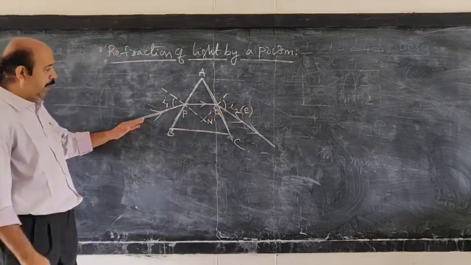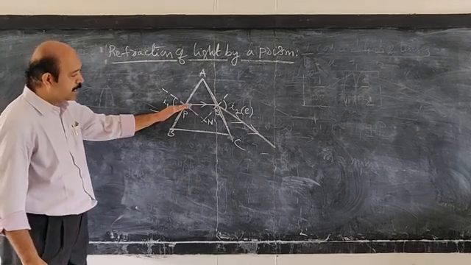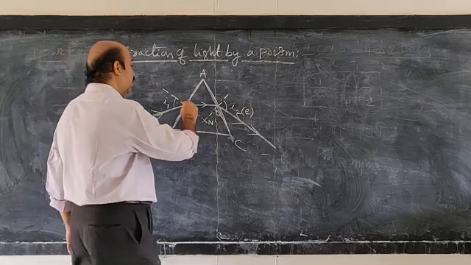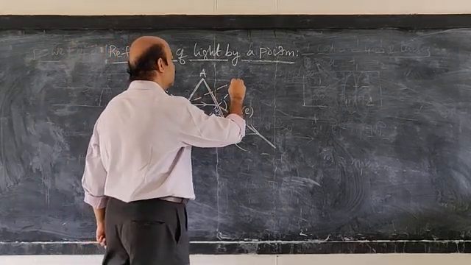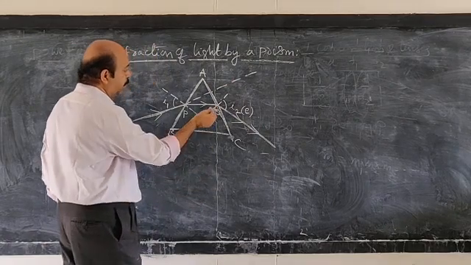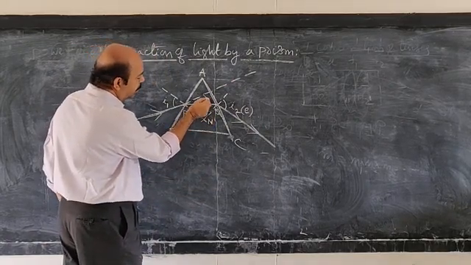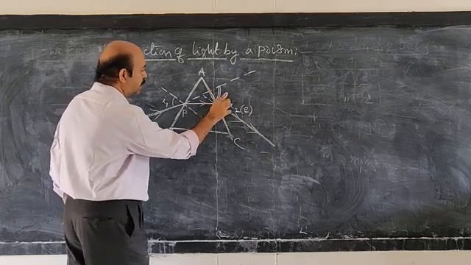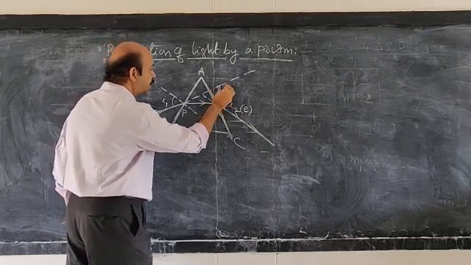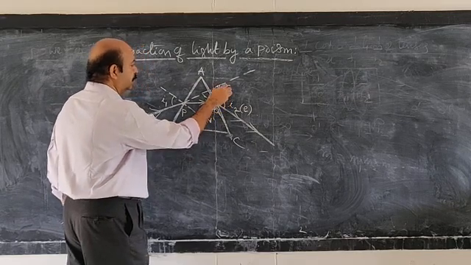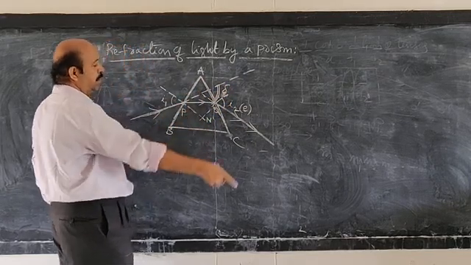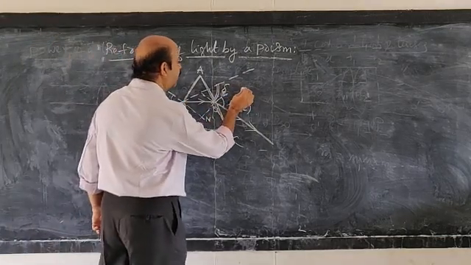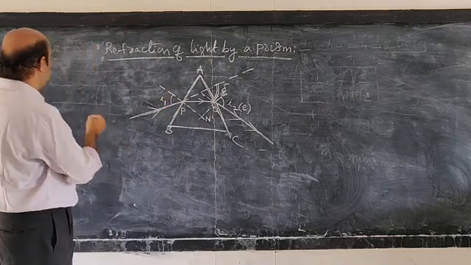Now the path of the incident ray is deviated. Therefore, in the absence of this prism, the ray would have traveled like this. But due to the prism, the path changed by some angle. So this angle by which the incident ray changes its path is defined as the angle of deviation.